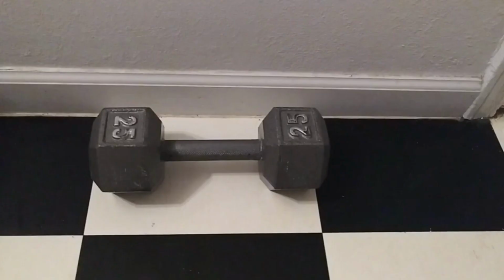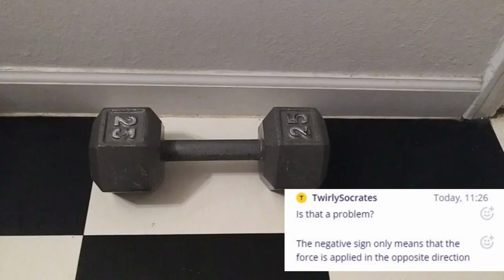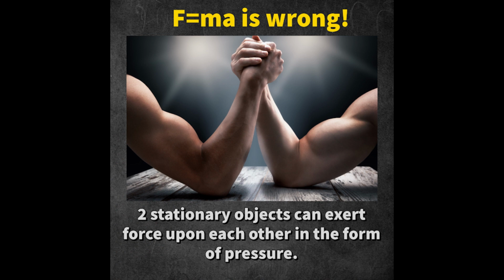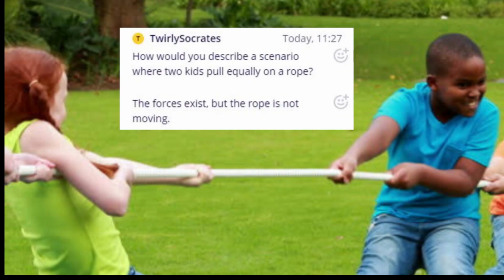Now you are bringing in negative forces like Ben did in a previous discussion, saying 25 pounds plus a negative 25 pounds equals 0 pounds. Is that a problem? The negative sign only means that the force is applied in the opposite direction. 0 represents no force acting on it, which clearly isn't the case. How would you describe a scenario where two kids pull equally on a rope? The forces exist, but the rope is not moving.